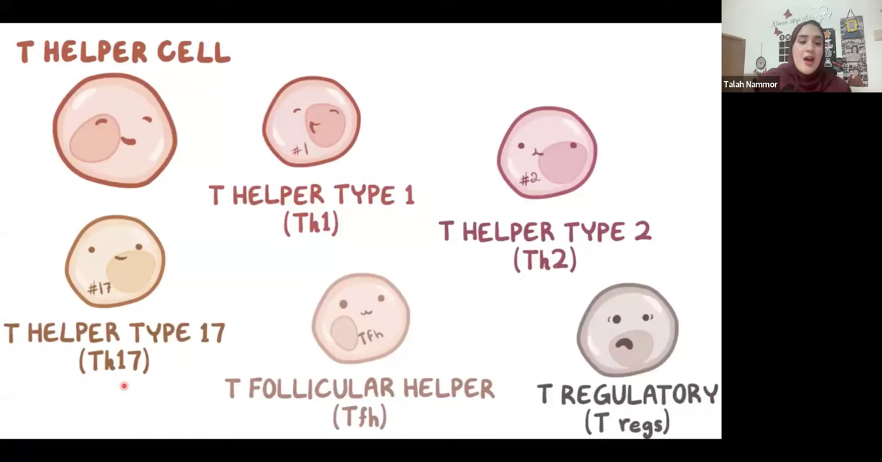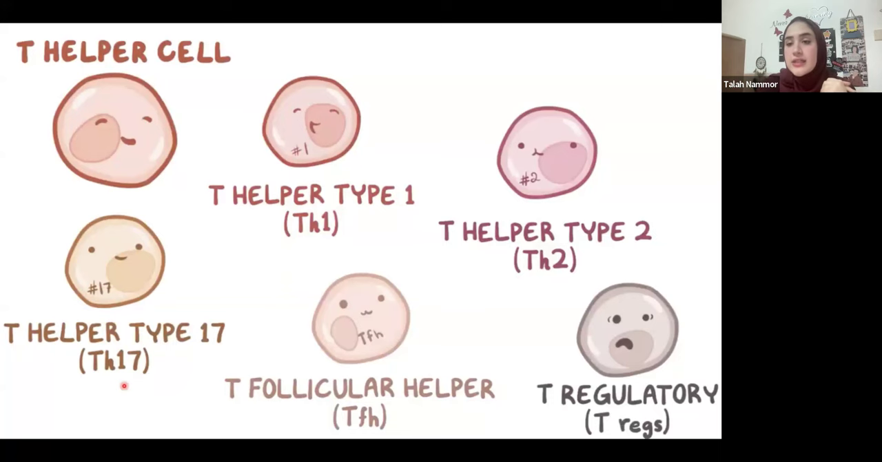Okay? T follicular helper cell, basically, I'm not sure if it secretes anything, but I think it secretes the chemokines that attract the B cell. But just know T follicular helper cell is just there for helping the B cell to mature.